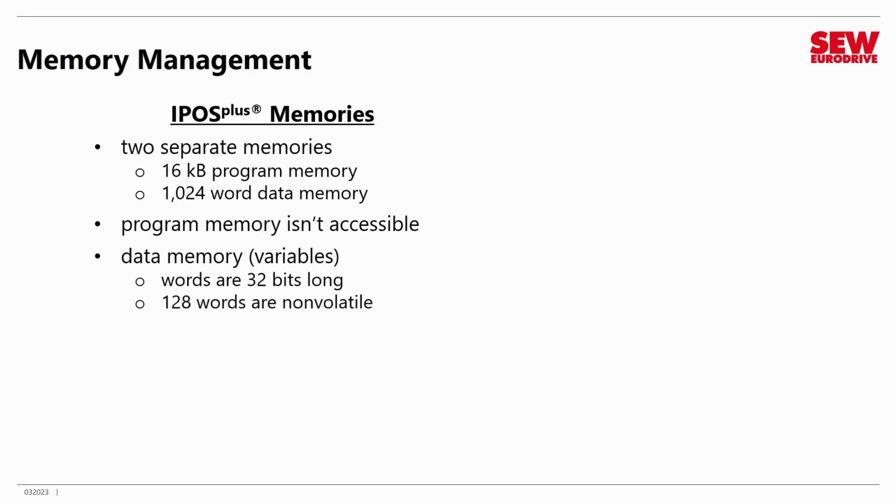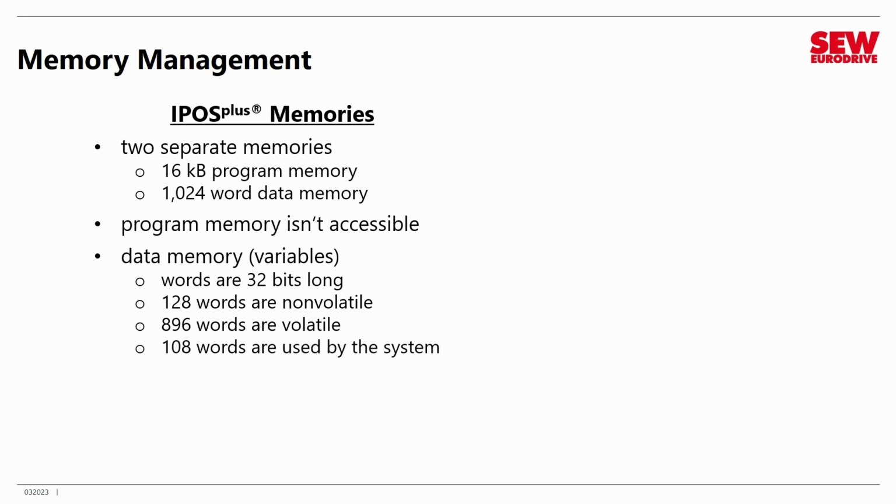128 of these words are non-volatile. That means that they're stored in flash memory. So when you turn the VFD off, they don't evaporate. That means you can preserve 128 variables between power cycles. The remaining 896 are volatile, so when you turn the power off, they just go away, become zero again. So if you need to preserve something between power cycles, you store it in one of those 128 words of non-volatile memory.